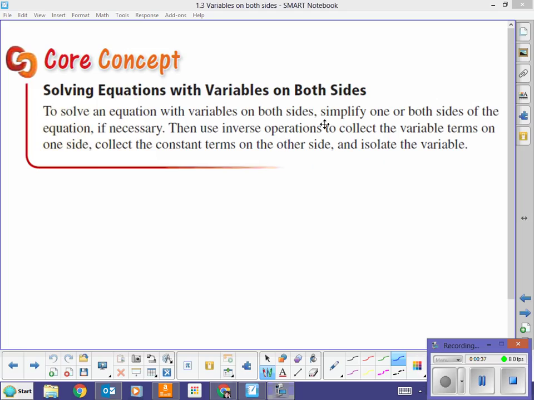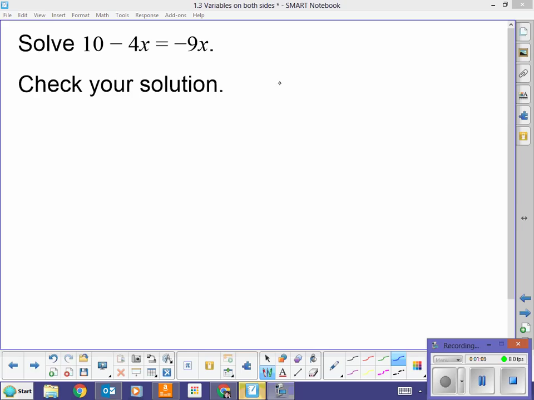We want to, again, solve an equation with variables on both sides: simplify one or both sides of the equation if necessary. So we've already worked on simplifying sides of the equation and then using inverse operations to collect the variable terms on one side. So this is the new idea, collecting the variable terms on one side and the constant terms on the other side, okay? So that's the big idea here. That's the only difference from what we did in the multi-step equations. So let's take a look at some examples here.